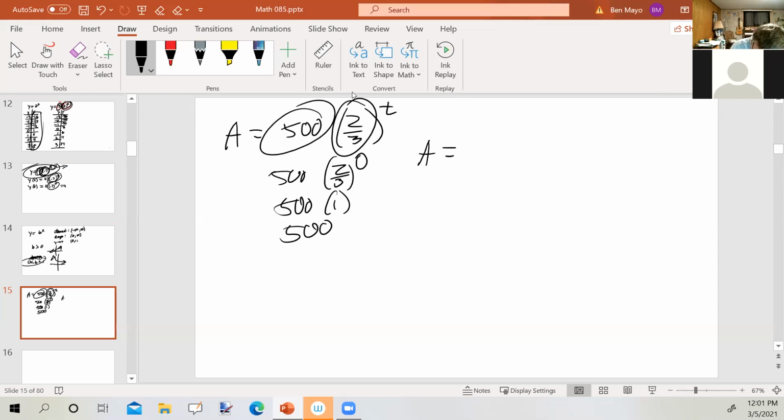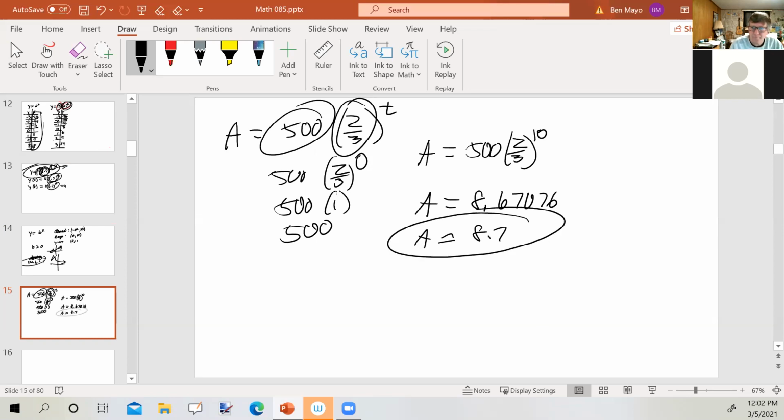So A equals 500 times 2/3 to the 10th power. On our handy dandy calculator, 500 times parentheses 2 divided by 3, close that up, raised to the 10th power, and I get 8.67076. Let's see, what do they want us to do? They round to the nearest tenth, so that would be 8.7. Okay.